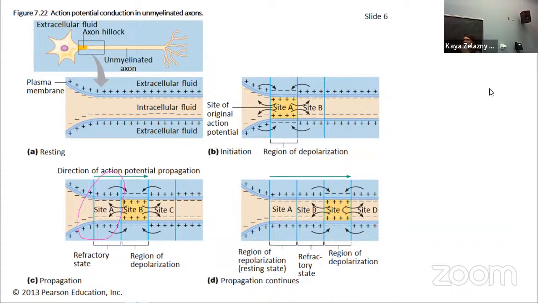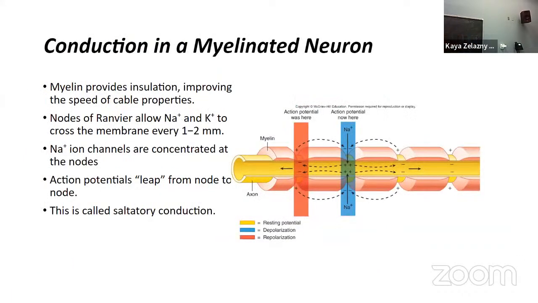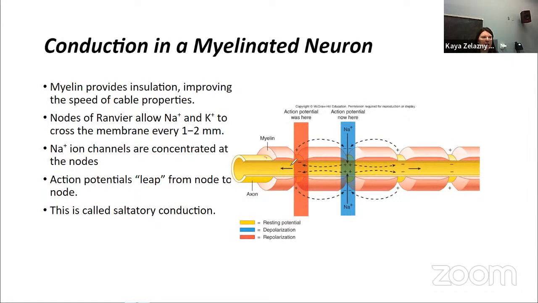So that was in an unmyelinated neuron. And now we're thinking about myelinated neurons. So what we see here is different. What we're focusing on is this myelin. So we can see this stuff wrapping around our neuron.